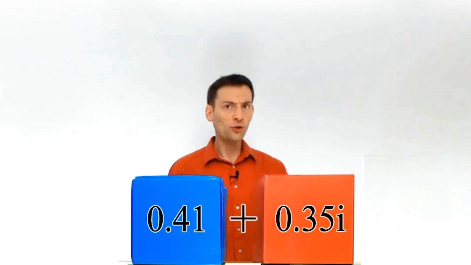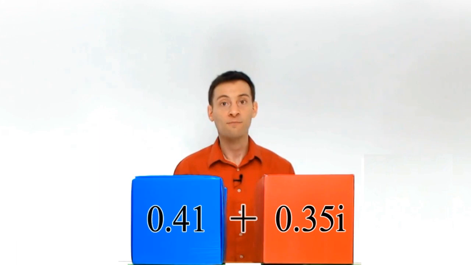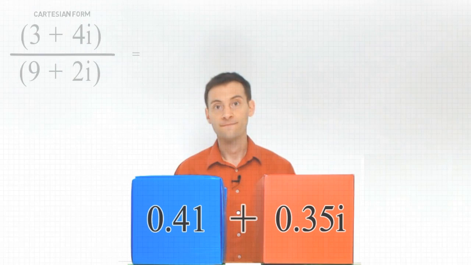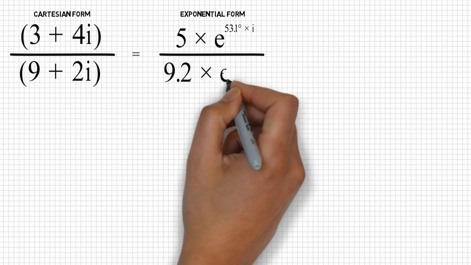Although the FOIL method does allow us to get to an answer when dividing two complex numbers, we had to work very hard to get there. It is here that writing our two complex numbers in their exponential form really comes into its own. If we rewrite our calculation using the exponential form of the two complex numbers like we did when we multiplied them before, we can use a similar method to divide them.